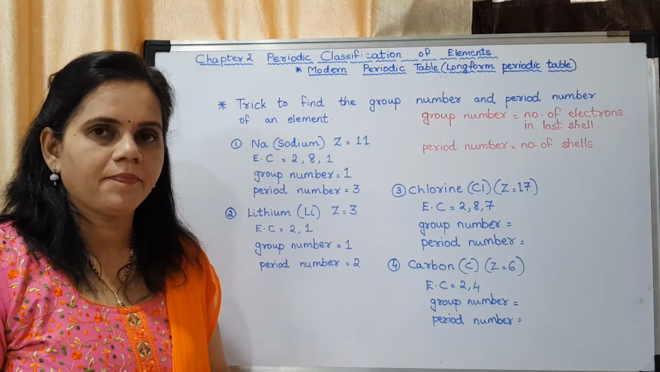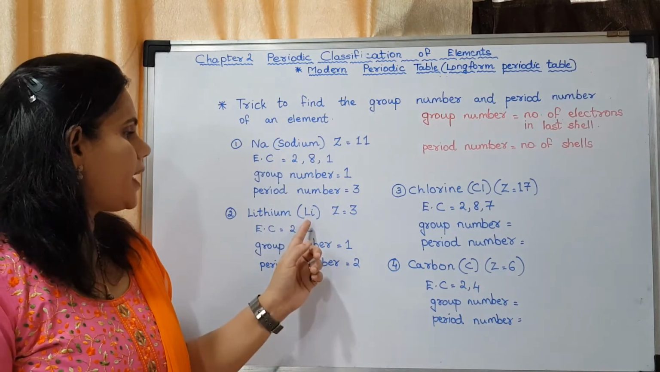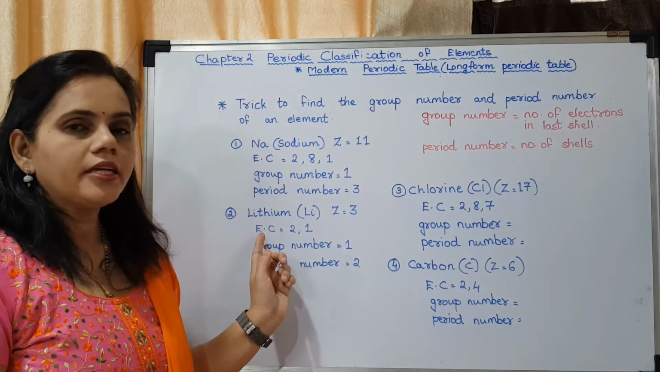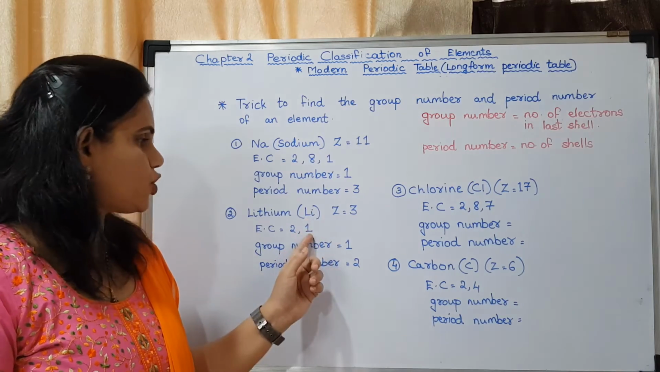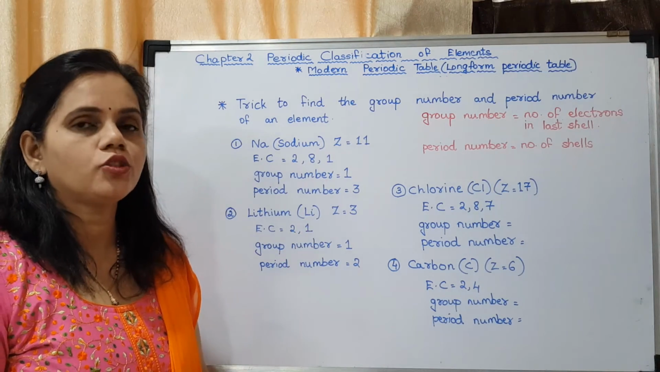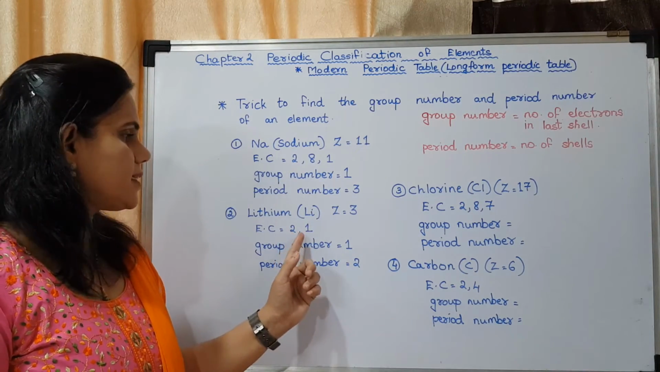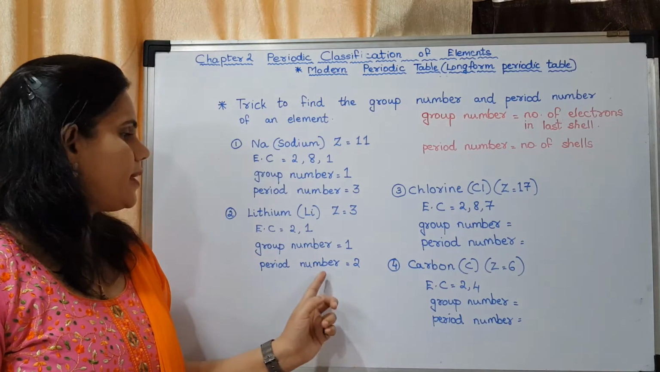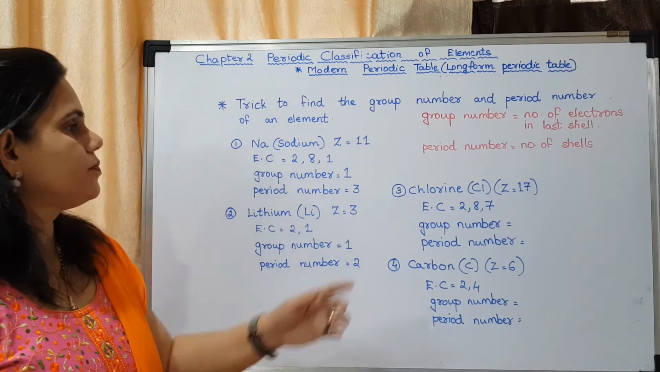You may check. The next is lithium, Li, atomic number 3. Electronic configuration is 2, 1. So how many electrons in the last shell? That is 1, so it belongs to group 1. How many shells are there? There are 2 shells, K and L. So the period number is 2. You may check in the modern periodic table.